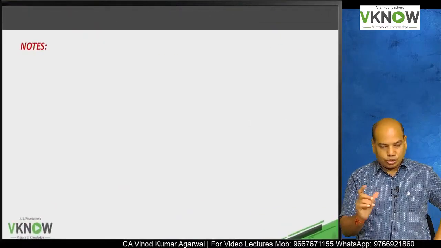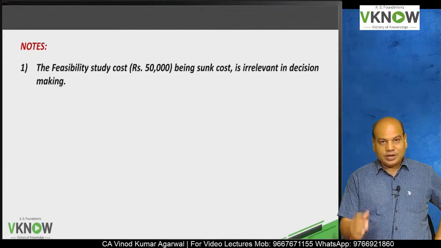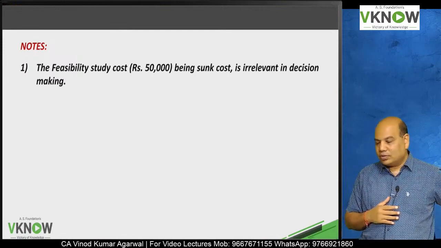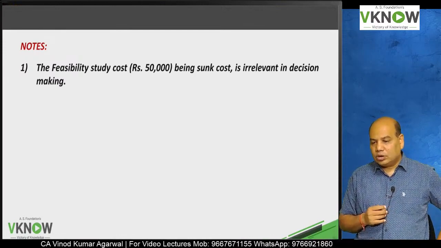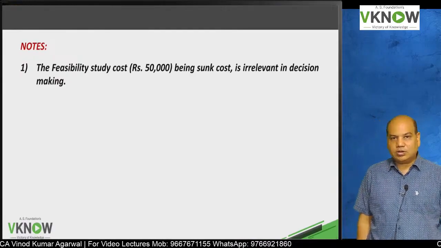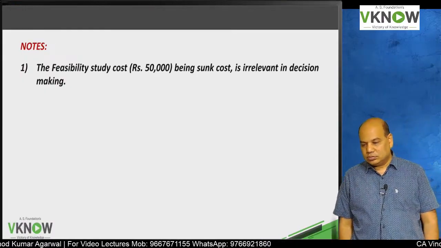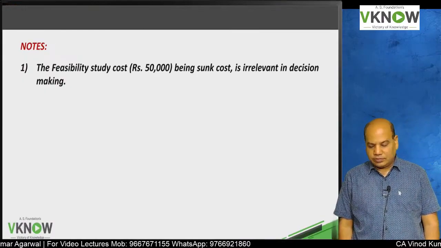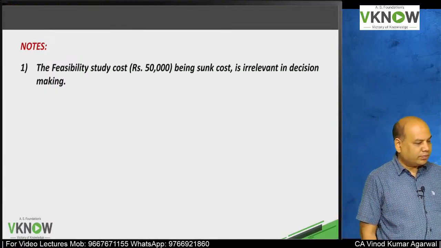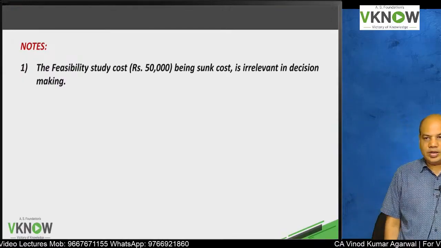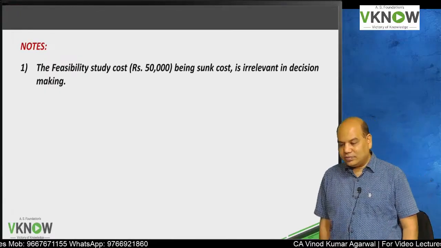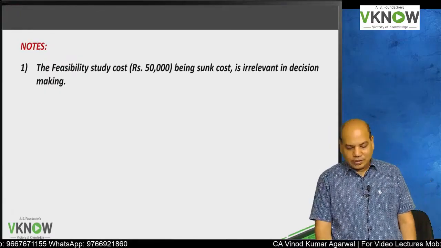Now write down notes. Some notes I will dictate in future. If you have doubt, first read the note. Note number 1: the feasibility study cost, in bracket rupees 50,000 being sunk cost, is irrelevant in decision making. Sunk cost is irrelevant in decision making.